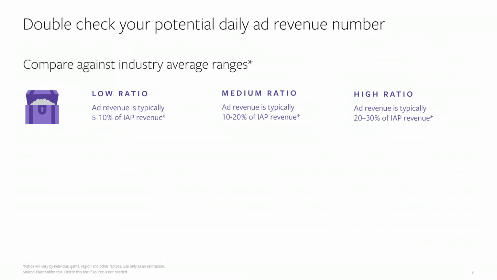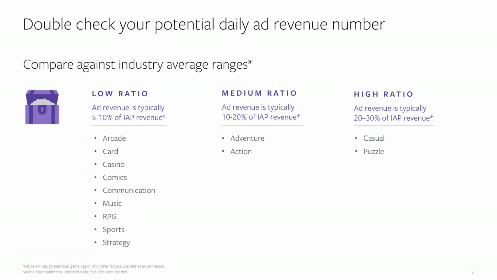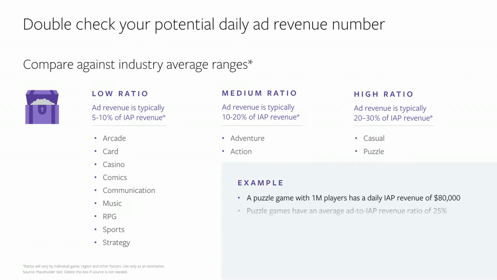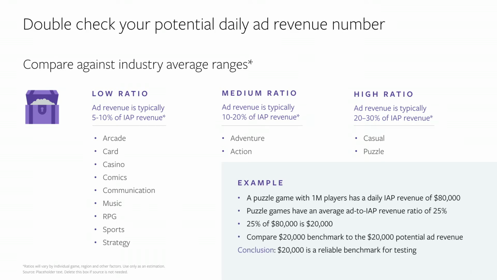Now, you are able to double-check the validity of the potential daily ad revenue estimation that you came up with using the equation. Simply compare your daily ad revenue estimated number to industry average ranges of ad to in-app purchase revenue. Keep in mind the ratio of ad revenue to in-app purchase revenue differs by game genre, so we've provided some guidance for popular genres. Our downloadable guide gives step-by-step instructions and offers some more detail. So we've just finished the most complex step, and now that you've got a number to use as a benchmark for testing, I'll walk more quickly through the rest.